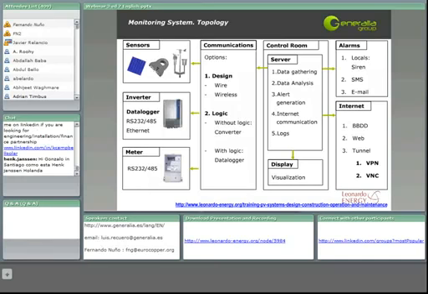Then we have the control room. Here we might have a server and a display. With the server, we have to gather all the data from all the elements, directly from the element if we are using communications without logic, or from the data logger if we are using communications with logic. Then we have to analyze all this data and to generate the alerts that take place depending on the information that we are analyzing. Finally, we need internet communication to send these alarms and to send all this data to be visualized remotely.